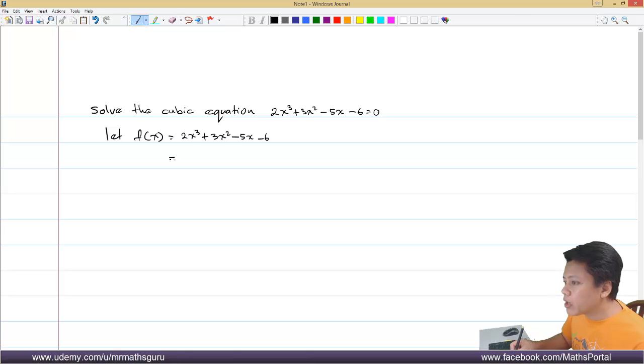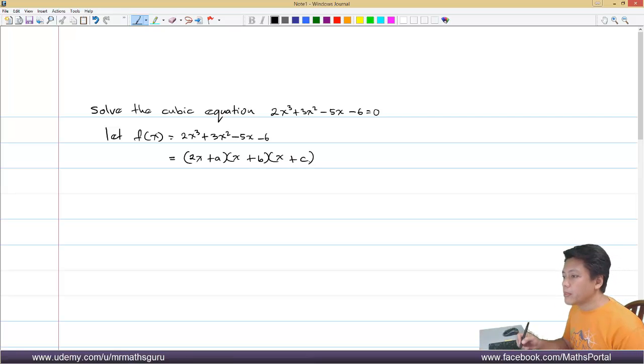You see, a cubic expression can be factorized into 3 expressions. Because the leading coefficient is 2, it could be 2x here, x and x here, so plus a, plus b, and plus c. If we expand this out, we will get the original cubic equation. I'm going to show you 3 different methods. The first method is by expansion, assigning a, b, and c here, and then we solve some simultaneous equations. So this is method 1.